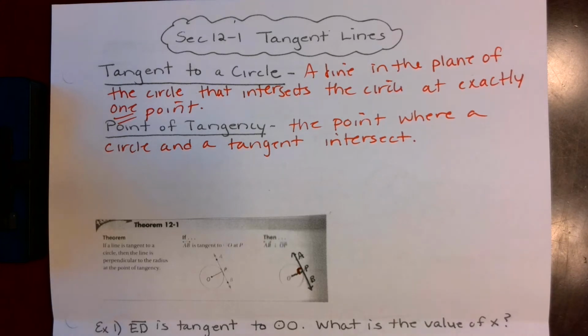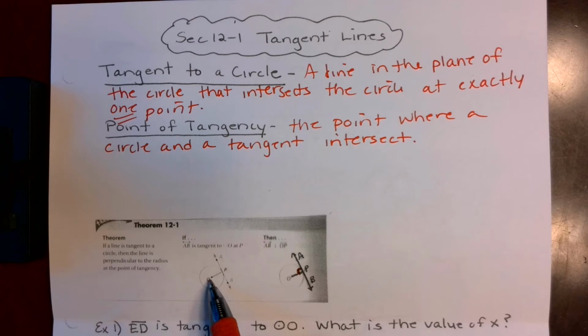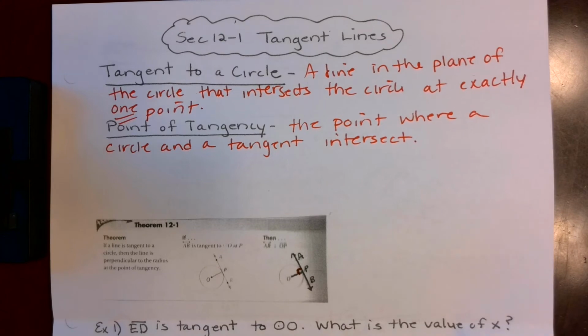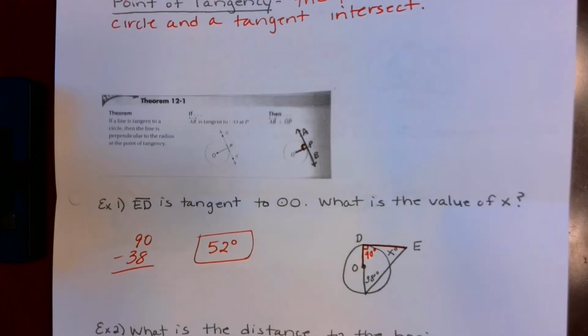Okay, so what this theorem down here tells you is that there's a relationship between the radius of the circle and the tangent. When you connect that radius right where the tangent hits, it's always perpendicular. You always get a perfect 90 degrees. So that makes it easy when we come to problems like this.